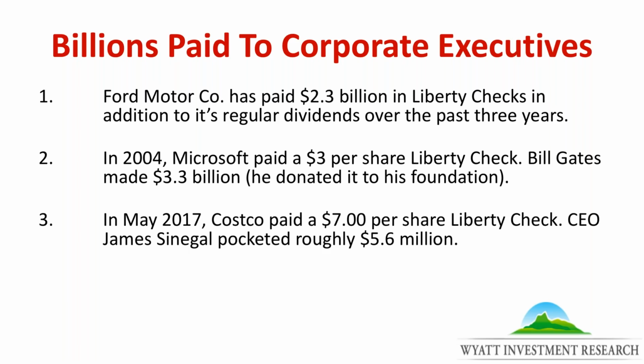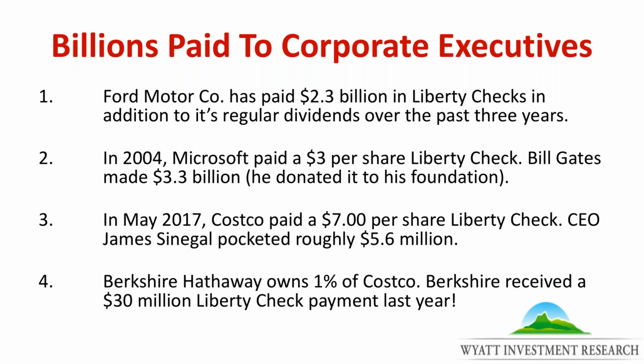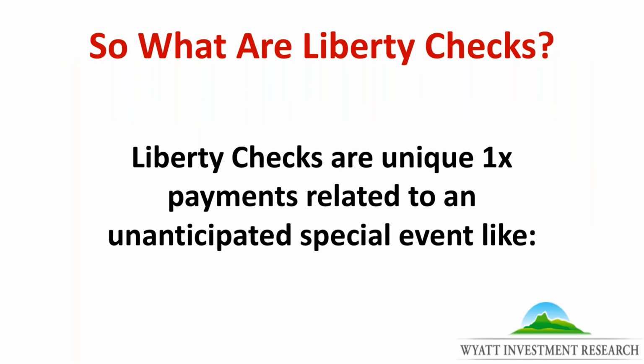Costco, a more recent one, $7 in Liberty checks. CEO James Sinegal pocketed roughly $5.6 million. Berkshire, of course, wherever there's a Liberty check, dividend, any kind of cash flow, Buffett seems to position Berkshire there, and they own 1% of Costco, and they received roughly $30 million in Liberty check payments last year from Costco. Pretty amazing. So the insiders are getting rich on these. There's no doubt about that.